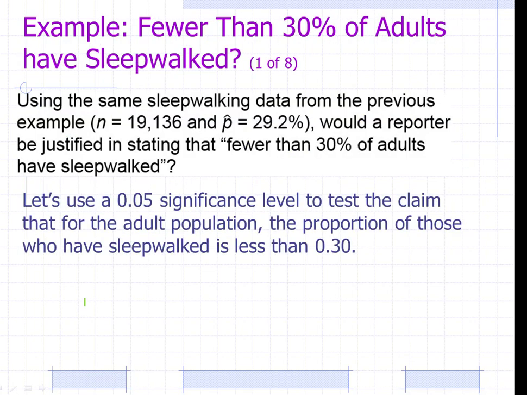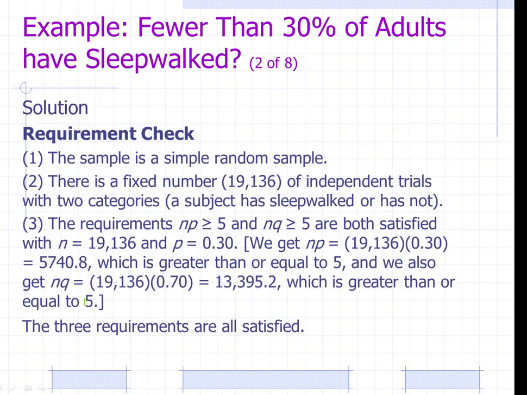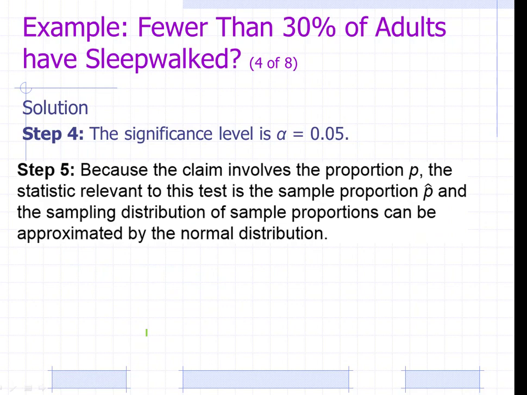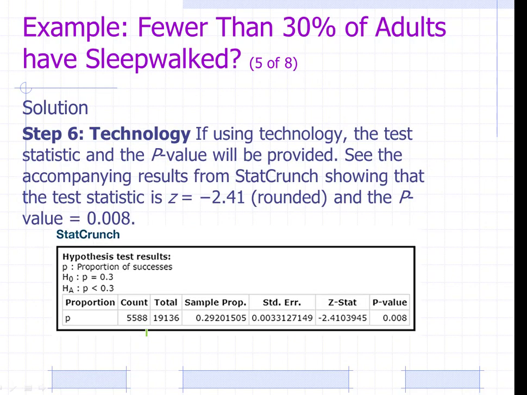And then again, we can test that significance. And I'm going to let you go through this. All three requirements are satisfied. Here are our hypotheses. We think that fewer than 30% have sleepwalked. We're going to set our significance level, and we're going to do this by StatCrunch. And you can see we get a negative z-score, but our p-value is 0.008.